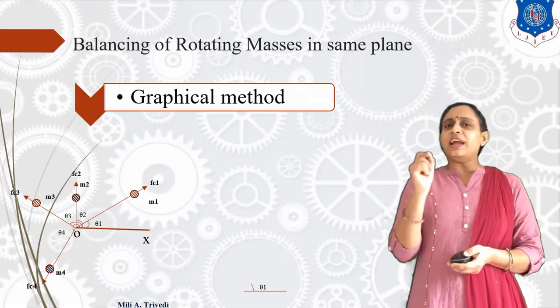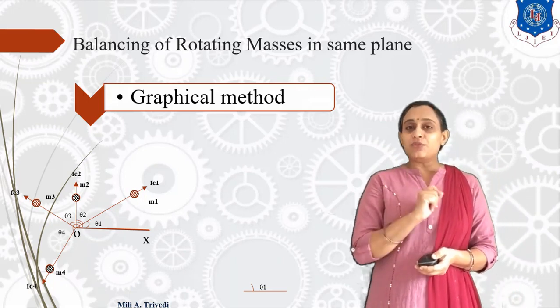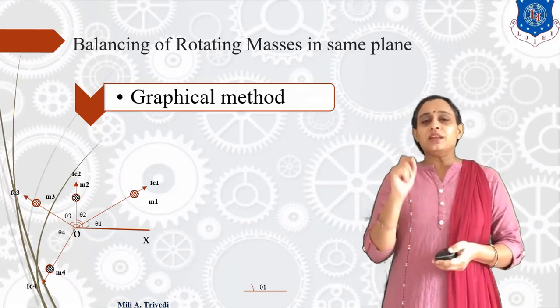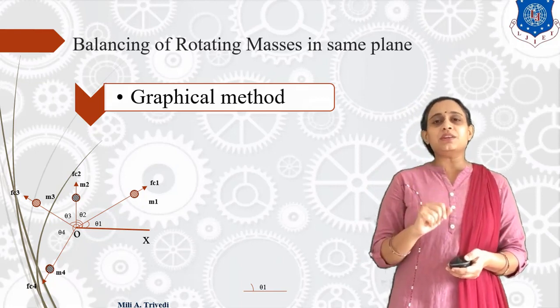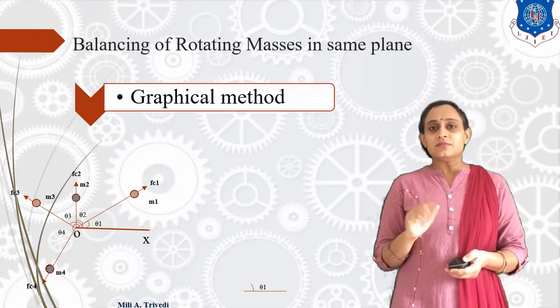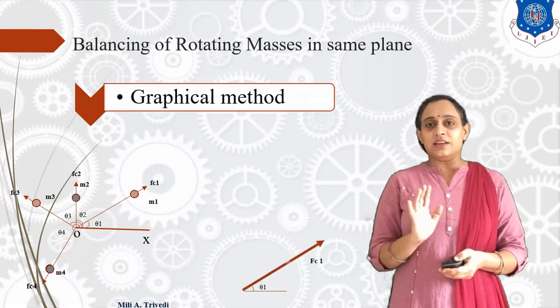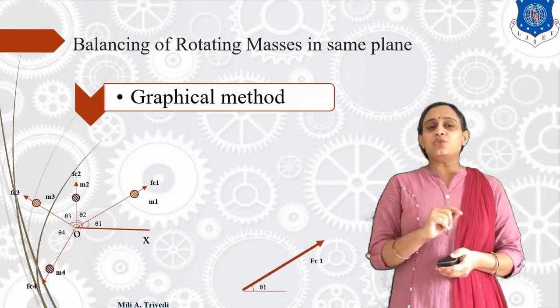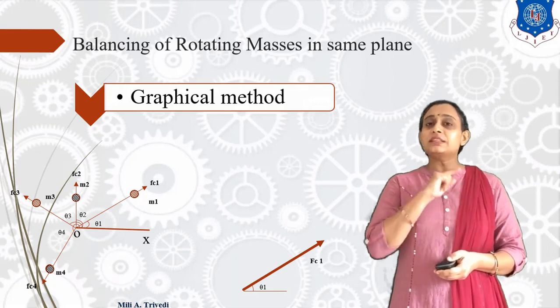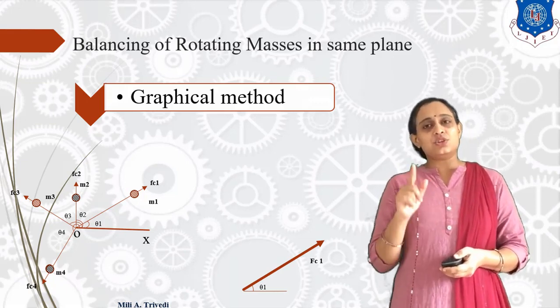So first of all, we have to take a scale. For this scale, we need to take 1 centimeter equal to 1 kg meter. Okay, so let us draw in centimeters. So we have to draw the vector of FC1 in the direction of angle theta 1.